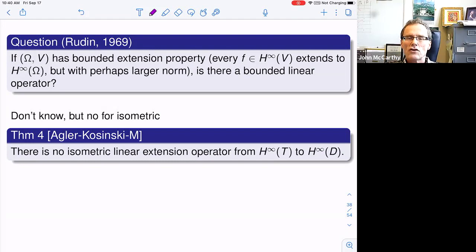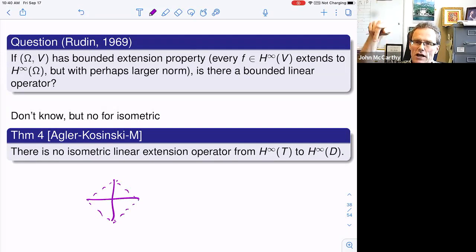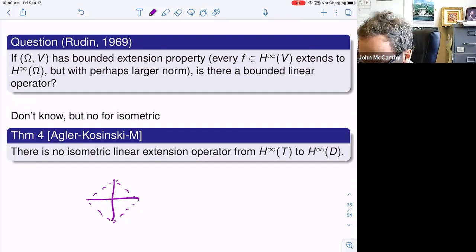I showed how to extend functions from the two cross disks to the diamond, and it was linear provided the functions vanished at the origin. But if they don't vanish at the origin, you have to compose with a Mobius map on the range to force them to vanish at the origin, and that messes up linearity. So that particular choice doesn't work. And in fact, you can prove that there is no linear isometric extension operator from the bounded functions on the two-cross disk to the bounded functions on the diamond.